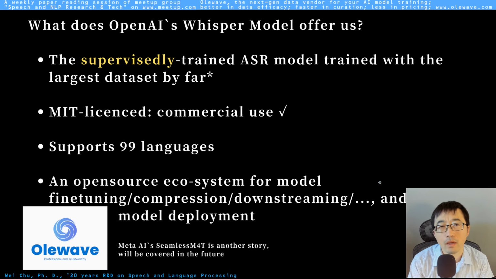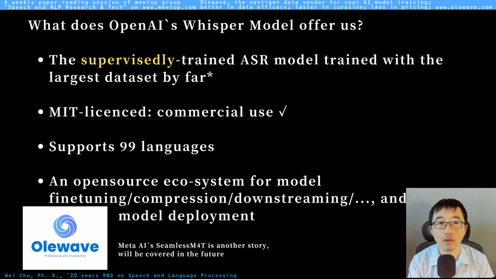So the question is, you said OpenAI Whisper model is fairly good. What does it offer? It's a supervised trained ASR model, but it was trained with the largest data set by far. Well, I think Meta AI people might disagree with me, but it's another story I will cover in the following slides. And you see the keyword largest here.